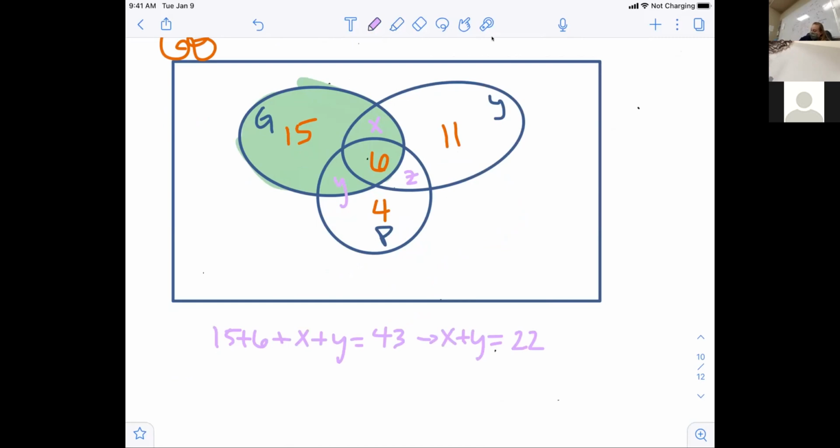All right, now I'm going to do my yellow. So anybody I touch with yellow. So I've got 6 plus 11 plus x plus z. And that equals, excuse me, yellow is 32. That equals 32. So I have to add 6 plus 11 to get 17, and 32 minus 17 is 15.